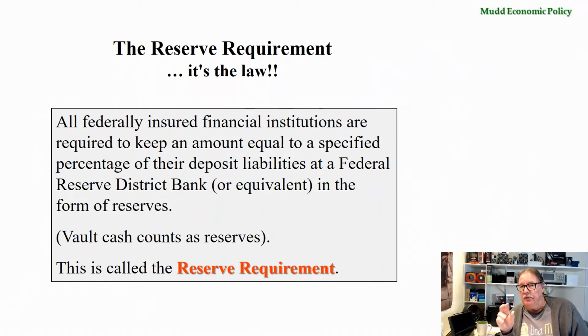So there's a certain percentage of their liabilities that they have to have a matching deposit for at a Federal Reserve District Bank. Remember, we said that vault cash counts as reserves, although most of this is a bookkeeping entry. This is called the reserve requirement. So the reserve requirement again tells you that a certain percentage of your liabilities, not your assets, has to be on deposit at a Federal Reserve District Bank with which you do business.